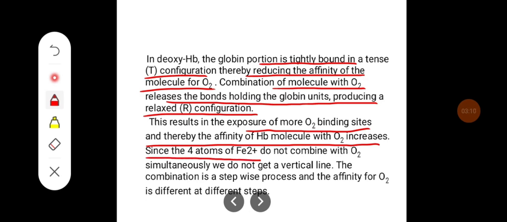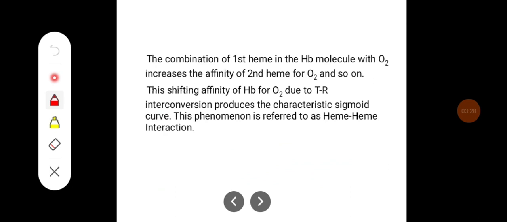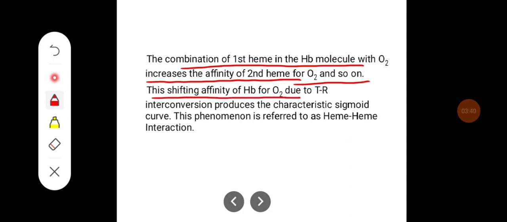Since 4 atoms of ferrous iron do not combine with oxygen simultaneously, we do not get a vertical line. The combination is a stepwise process, and the affinity of oxygen is different at different steps. The combination of first heme in the hemoglobin molecule with oxygen increases the affinity of second heme for oxygen, and so on. This shifting affinity of hemoglobin for oxygen due to the tense and relaxed form interconversion produces the characteristic sigmoid curve, and this phenomenon is referred to as heme to heme interaction.